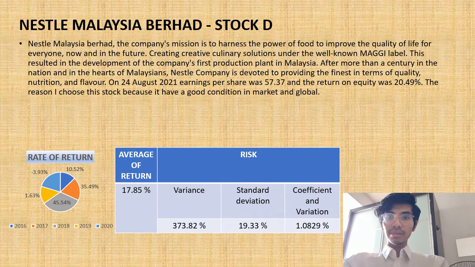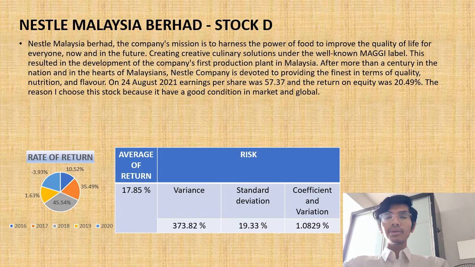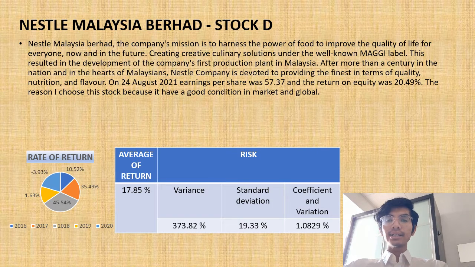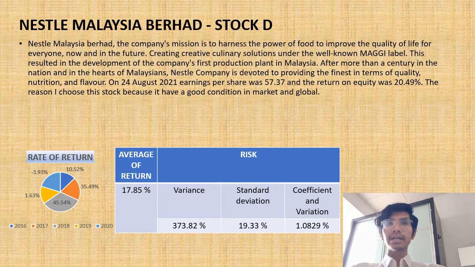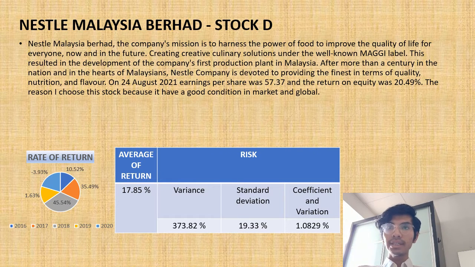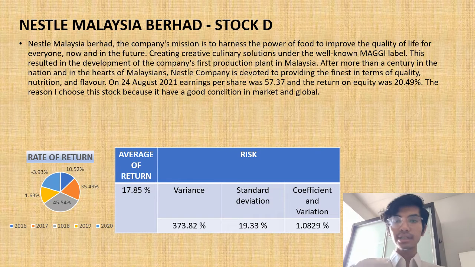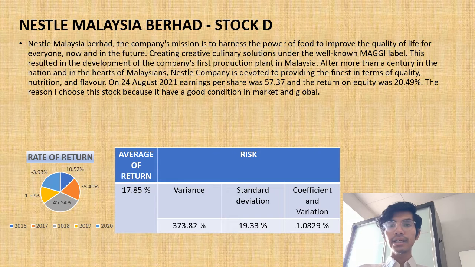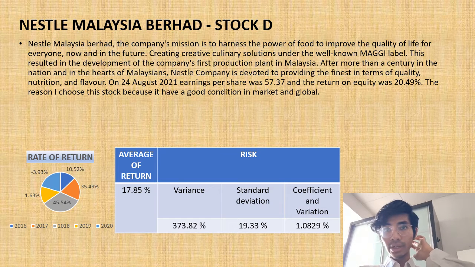Hello and Assalamualaikum. My name is Teku Denaldi, and right now I'm going to talk about stock D. Our stock D is Nestle Malaysia Berhad. Nestle Malaysia Berhad's mission is to harness the power of food to improve the quality of life for everyone, now and in the future. The products are such as KitKat, Milo, Nestum, Maggi.